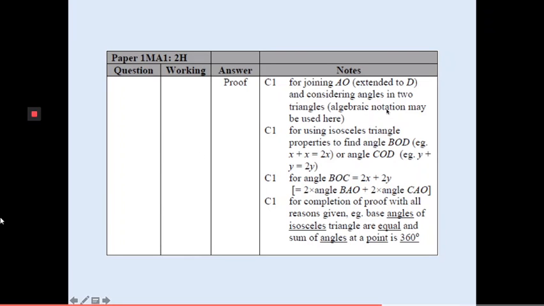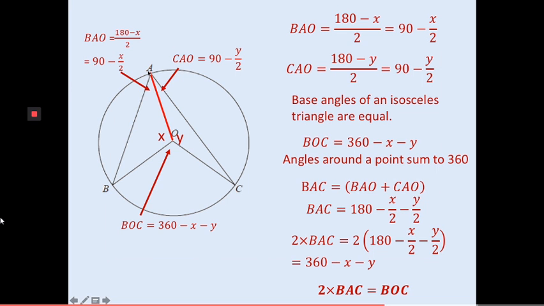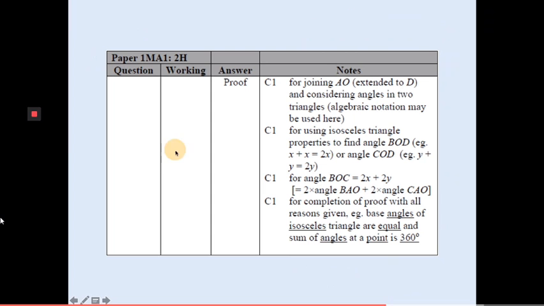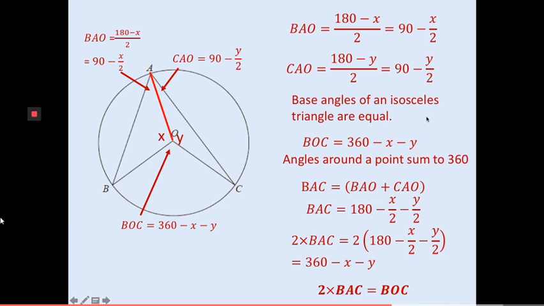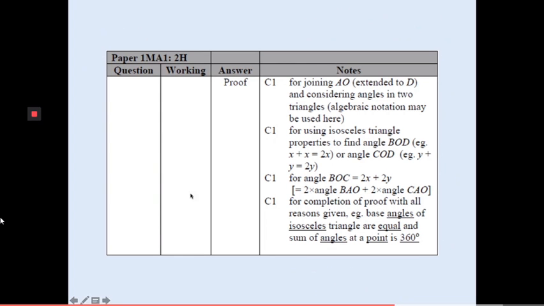I think there's a few methods you could do this. They've actually said that line AO, that's the one we drew in here at the start, they've talked about extending that to a point D. So there is actually an alternative method that you could use for this question, but the one I've shown you here would get full marks. You're welcome to pause the video and have a look at the mark scheme if you want.